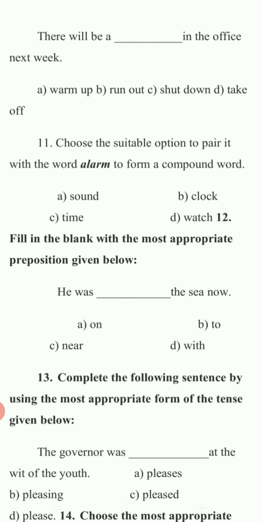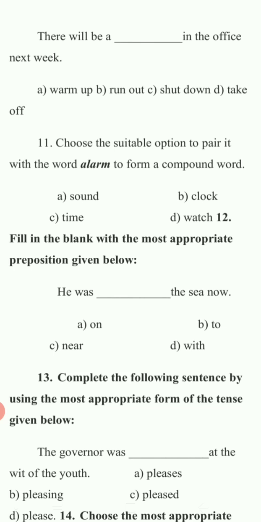Eleventh question. Choose the suitable option to pair with alarm to form a compound word. This is a compound word. Alarm. Option A, sound. B, clock. C, time. D, watch. Which is the correct answer? Option B is the correct answer. Alarm clock.